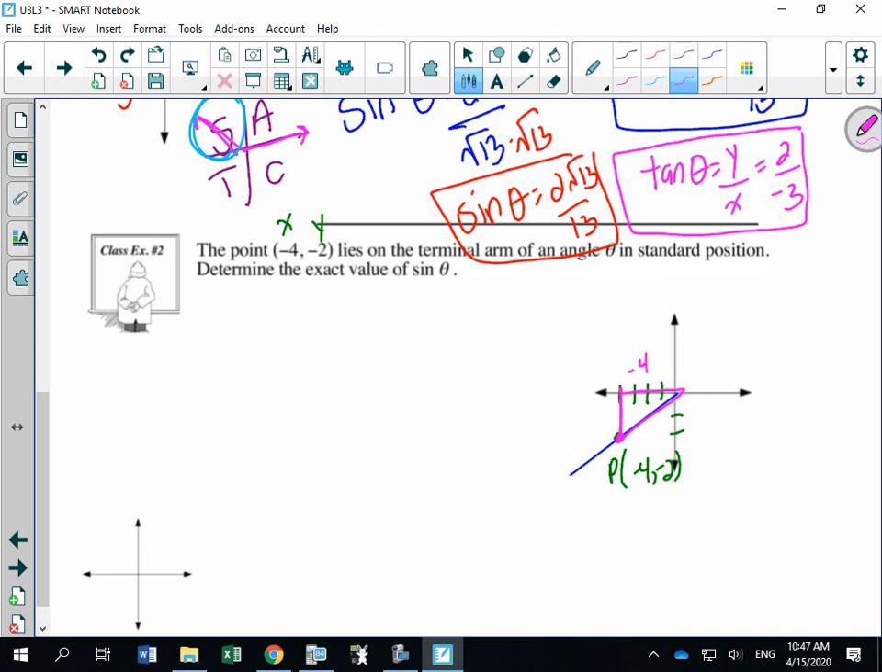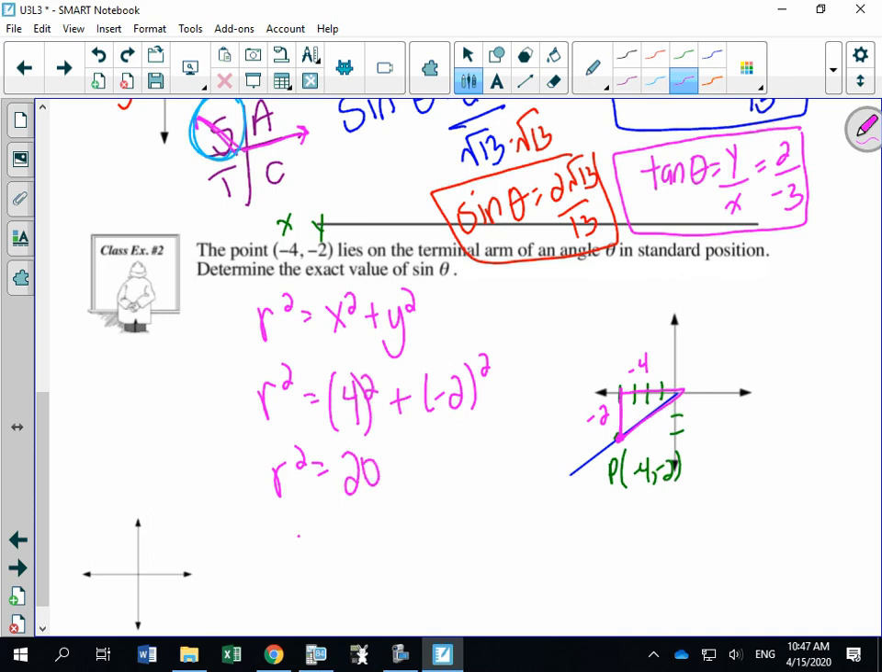I need to find out the radius. This distance is negative 4, and this distance was negative 2. R squared is equal to x squared plus y squared. Remember, for radius, I don't need to put in that negative 4 because that distance is actually 4. You could put in negative 4 and square it and get the same answer, but I'm just going to put the positive value in because we're dealing with a triangle, which doesn't have negative distances. So 4 squared plus negative 2 squared. R squared is equal to 16 plus 4, which is 20. And R is equal to the square root of 20.